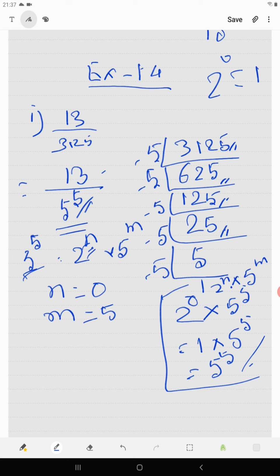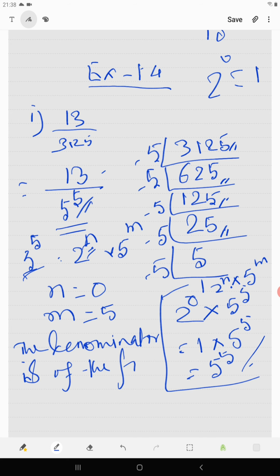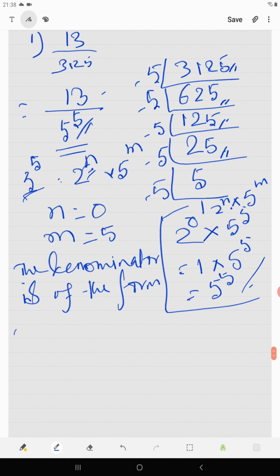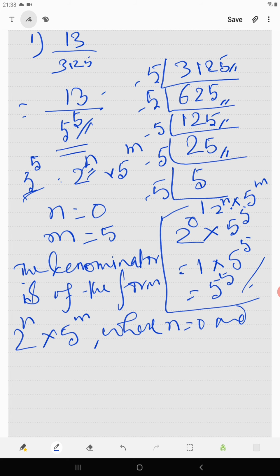So of course the denominator is of the form 2 to the power n into 5 to the power m, where n equals 0 and m equals 5. Hence, what does the rule say? N and m should be non-negative. It can be 0 or more than 0. So we have already got n as 0 and m as 5. That means it satisfied our theorem.